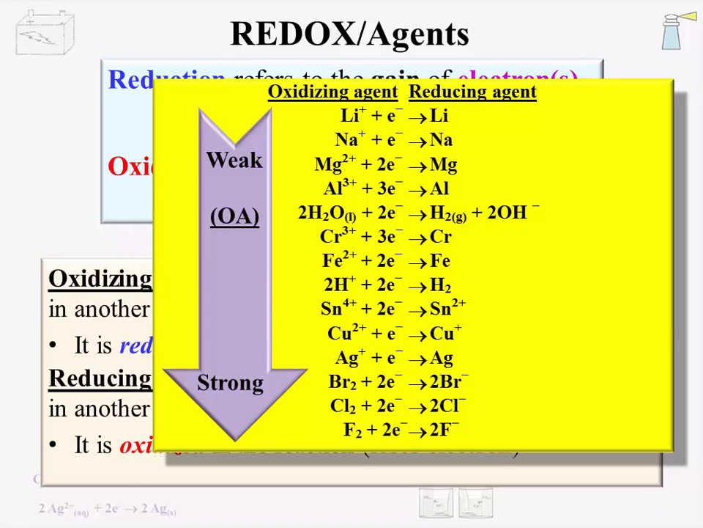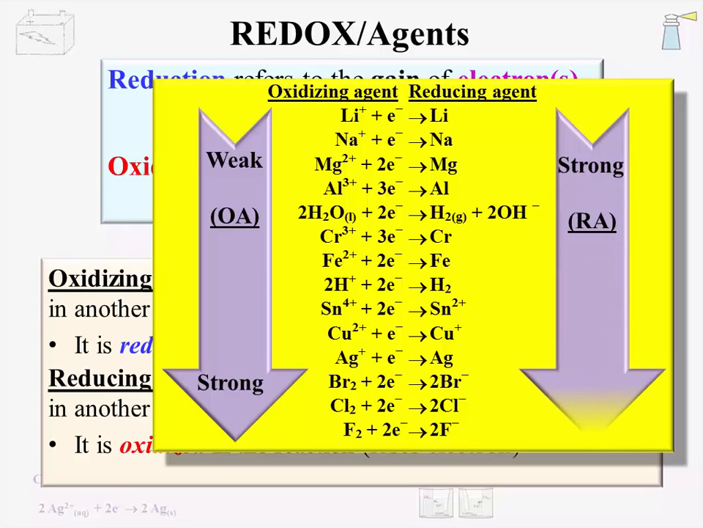Can a reaction have both a weak oxidizing agent and a weak reducing agent? No, it cannot. If the oxidizing agent is weak, then the reducing agent is strong.